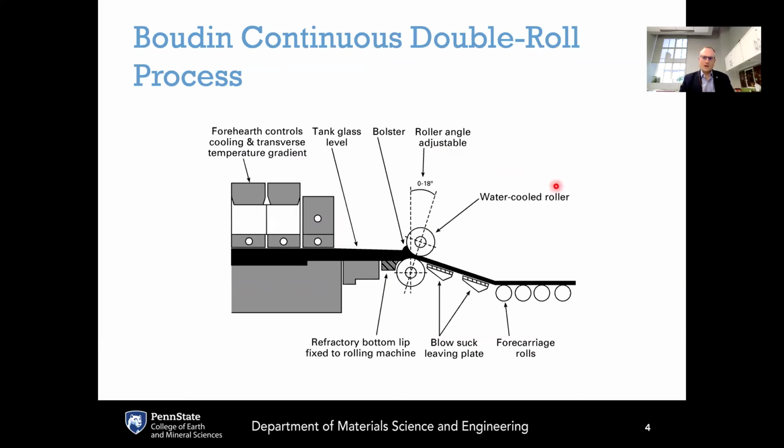So one of the more modern processes for making flat glass is the Boudin continuous double roll process. With this process, the molten glass comes out horizontally from the forehearth. This is the tank glass level here. And then the molten glass flows through these two rollers. So you've got one roller that is going this way, the other roller that is spinning the other way.